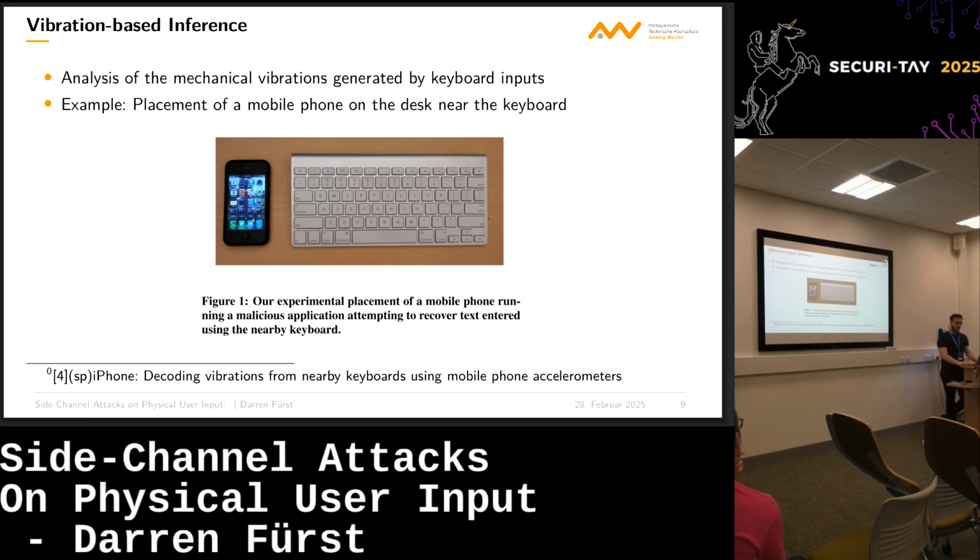Then you've got vibration-based inference, where they put a phone down on the same table as someone typing, and then you track the mechanical vibrations generated with this phone or some other device to, again, decipher what someone was typing.